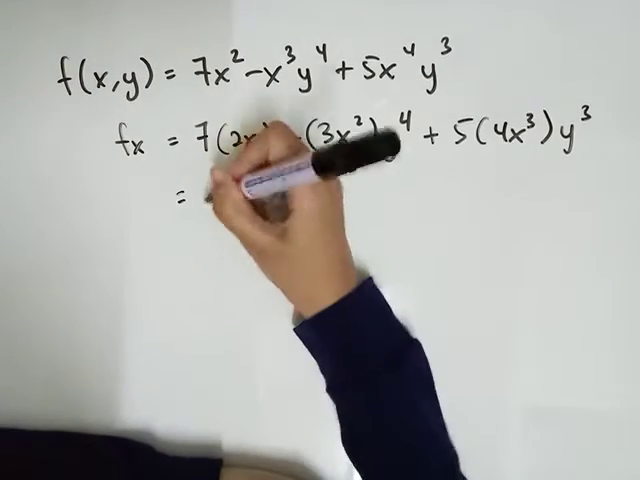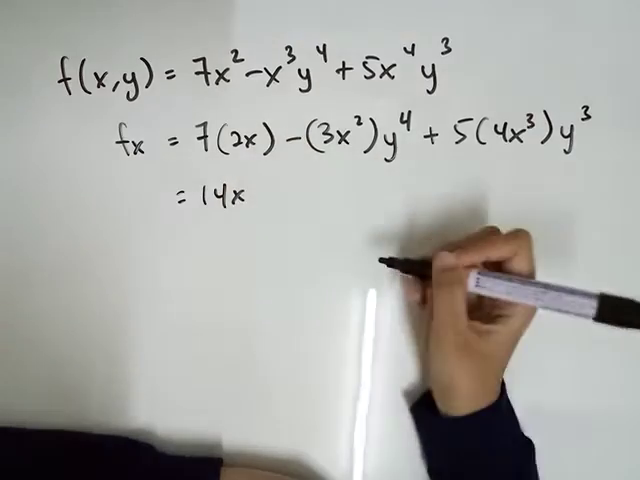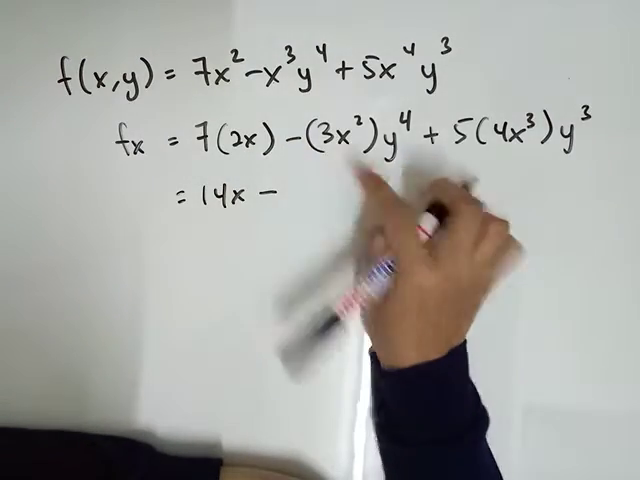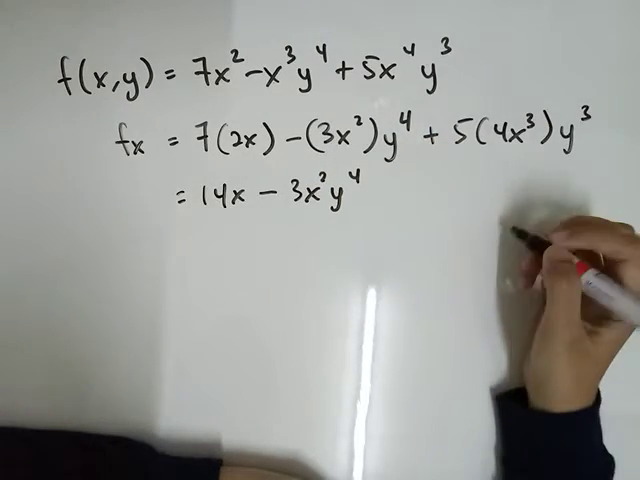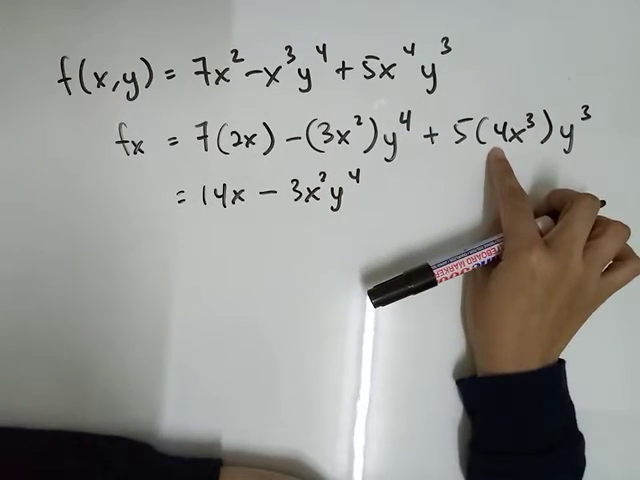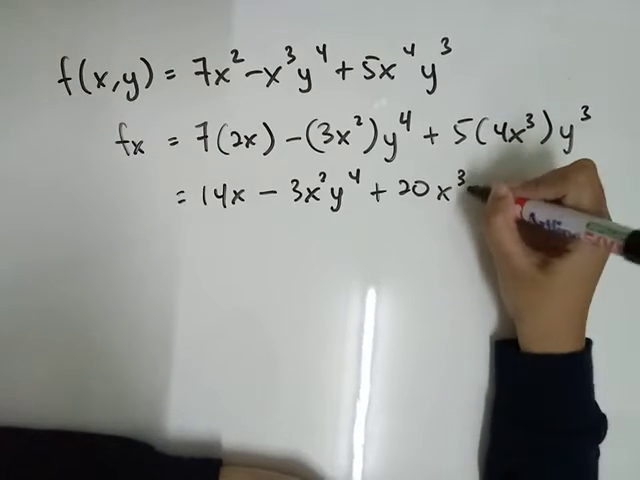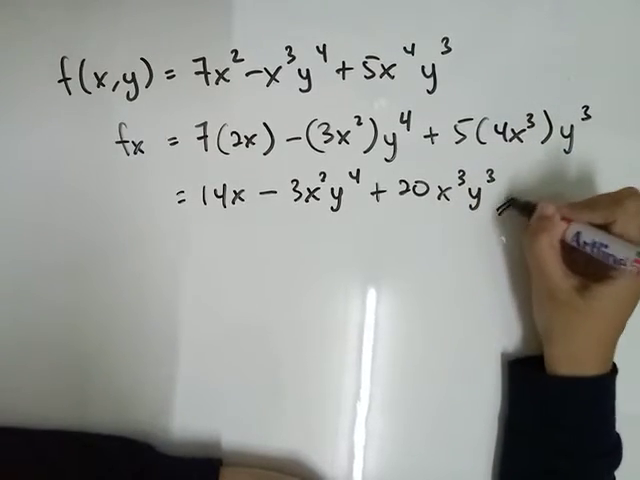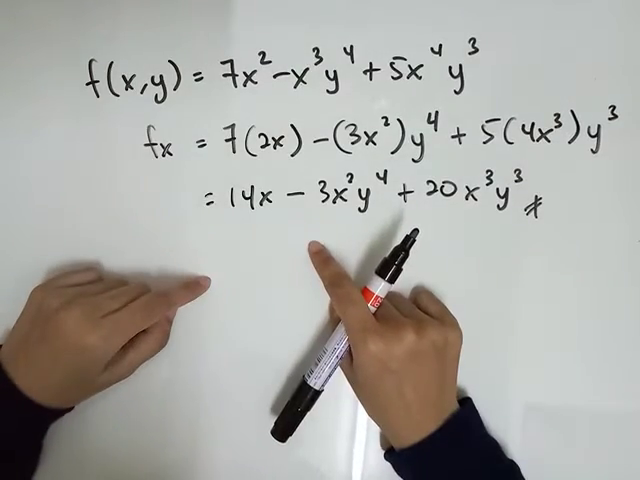7 times 2, we get 14x, minus 3x squared y power 4. 5 times 4, we get 20, so 20x cubed y cubed. So this is the answer for the partial derivative with respect to x.